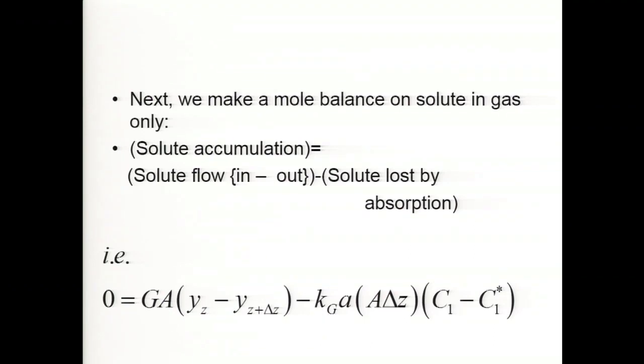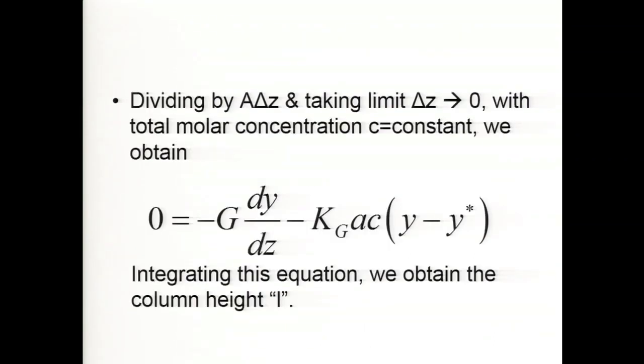Clear? So we divide by A delta Z, take limit delta Z tending to 0 and then we have this: minus G dy by dz minus Kg a C (Y minus Y star). Y and Y star are mole fractions. Y is the actual gas phase mole fraction, Y star is the mole fraction in gas phase if it were to be in equilibrium with the current liquid concentration. This is our second equation.